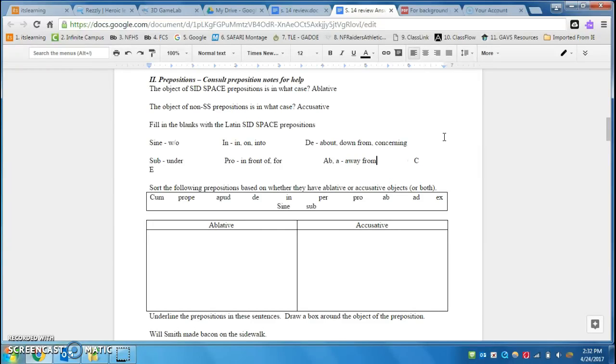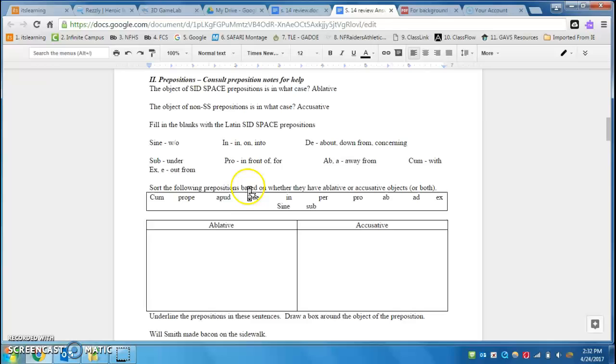Let's see if I can get some real estate here. Alright, the C stands for cum, which means with. And then we have the E, which means ex or e, and that is out from, or just from. Okay? So down here, based on what we've done above, we know that the objects of sit space prepositions are in the ablative case. Non-sit space preposition objects are in the accusative case.